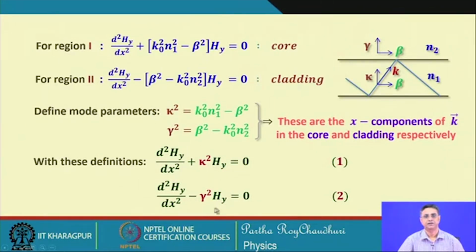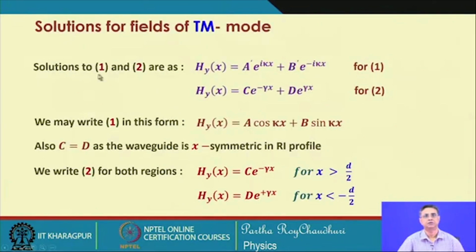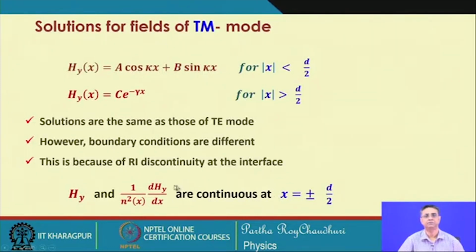But this time the equations are satisfied by Hy, which will have a different boundary condition. The solutions to 1 and 2 are this, which is again the same as we have seen in the case of TE modes. So, again in the same way we can write Hy in terms of sine and cosine functions. C and D are also the same. Everything remaining the same, we write the exponentially decaying field in the cladding region in terms of e to the power of minus gamma x and e to the power of plus gamma x for the positive and negative x regions of the cladding layer.